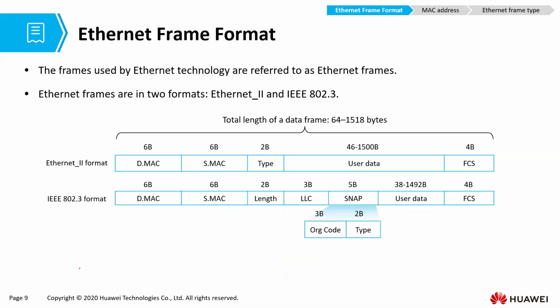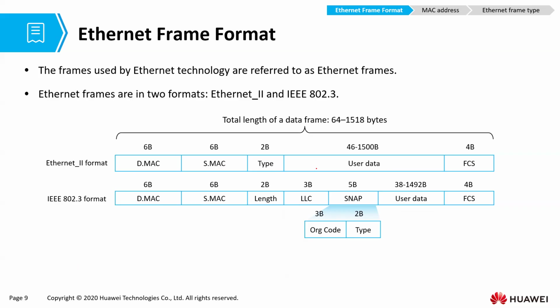Ethernet frame, then frames are used by Ethernet technology, being referred to as Ethernet frames. Ethernet frames come in two formats, Ethernet 2 and IEEE 802.3. Right. When we discussed the OSI model, we discussed PDUs, or protocol data units.